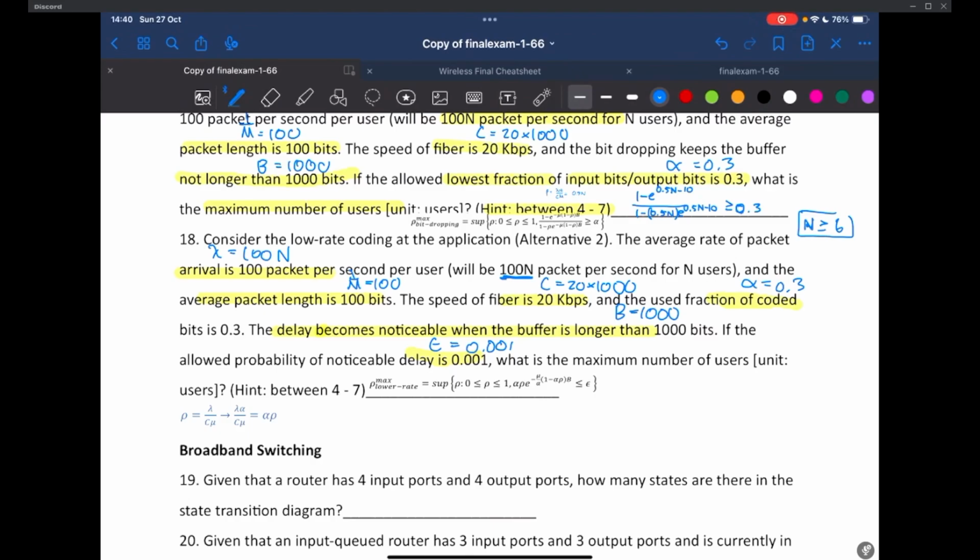Same thing, we don't know the number, so we have to guess between 4, 5, 6, 7. Plug in the numbers and you'll find it. Probably, I'm guessing it's probably 5. No, can I guess? You figure it out.